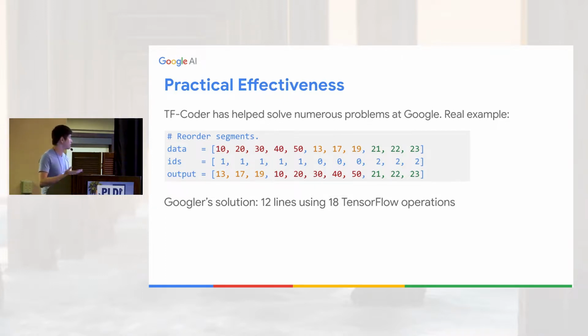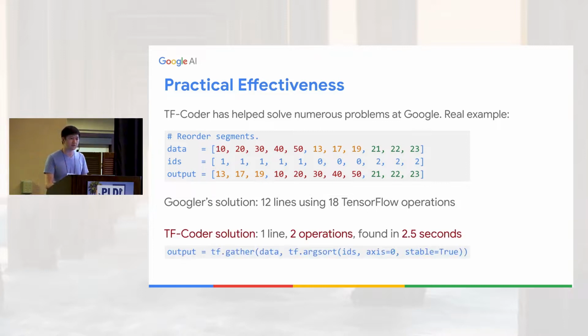But then they used TF-Coder, which finds a one-line solution using 2 operations found in 2.5 seconds. And the Googler actually ended up replacing their handwritten solution with TF-Coder's solution, resulting in reduced code complexity and better efficiency.